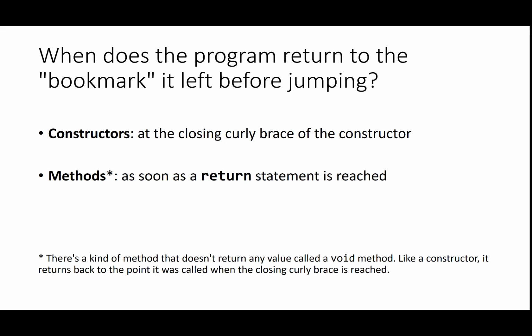So when does the program return back to the bookmark it left before it jumped? There are two different kinds of rules here. The first is for constructors: when the closing curly brace of the constructor is reached, that's when it's done, and that's when we'll return back to where we came from. For methods, we'll return as soon as we reach a return statement.